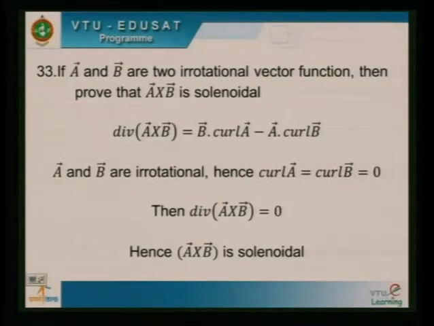Next, if a vector and b vector are two irrotational vector functions, then prove that a vector cross b vector is solenoidal. You know the identity: divergence of a vector cross b vector is equal to b vector dot curl a vector minus a vector dot curl b vector. Since a and b vector are irrotational, curl of a equal to 0 and curl of b equal to 0. Then divergence of a vector cross b vector equal to 0, hence a vector cross b vector is solenoidal.